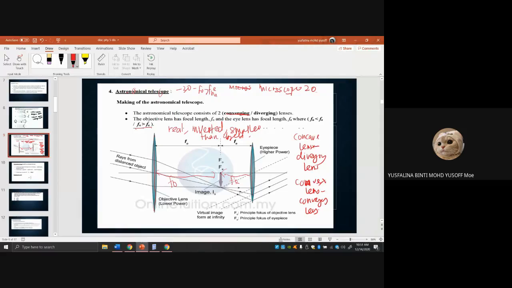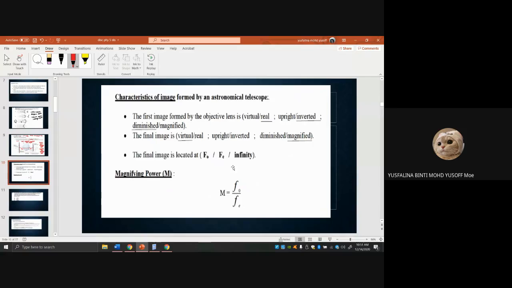So the final image should be at infinity. But we know the image is produced in front of the eyepiece, we just don't know where, maybe somewhere here. In front means it should be virtual, and also magnified. And this one should be inverted. So virtual, inverted, and magnified.